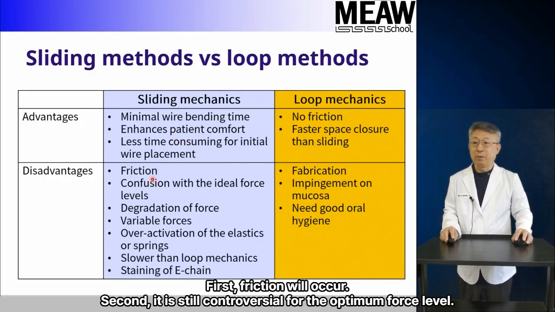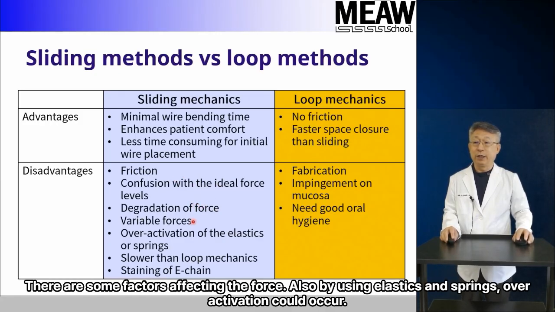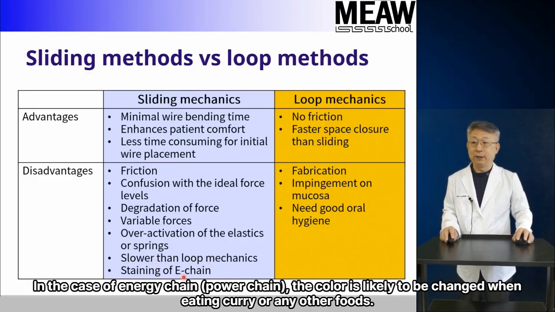First, friction will occur. Second, it is still controversial for the optimum force level. The force will decrease as time goes by. There are some factors affecting the force. Also, by using elastics and springs, overactivation could occur. It is slower than loop mechanics. In the case of energy chain, power chain, the color is likely to be changed when eating curry or any other foods.